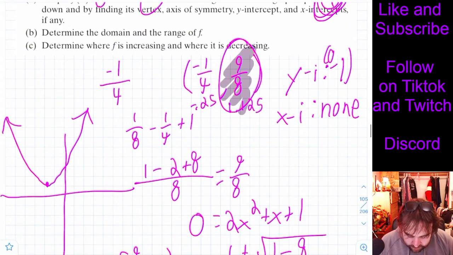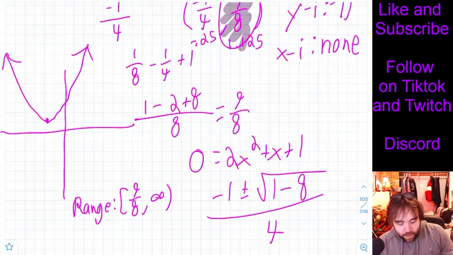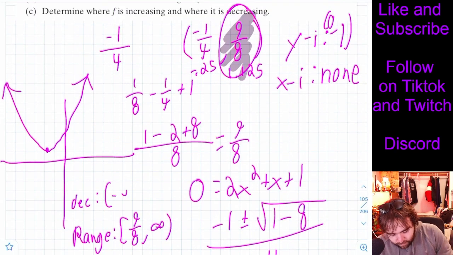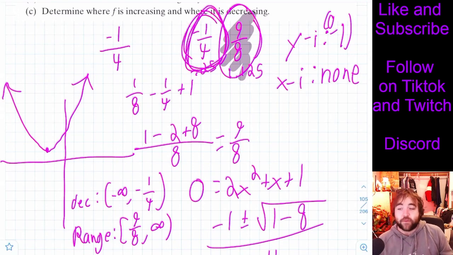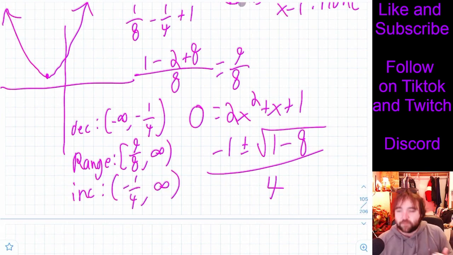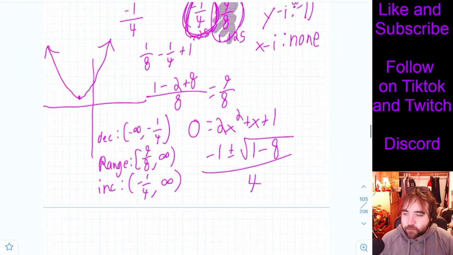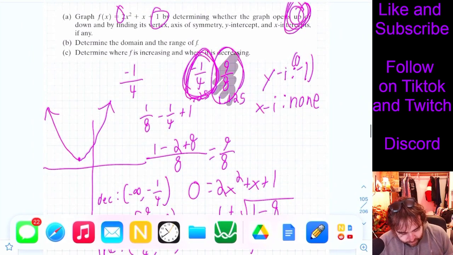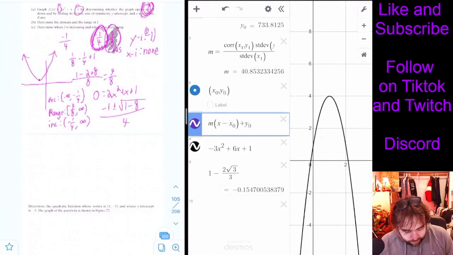And then increasing or decreasing, same as before. It starts off decreasing this time. It's decreasing from negative infinity until x equals negative 1/4, because up until the vertex, right? But then it starts increasing, and it increases from negative 1/4 up to positive infinity. So there we go. Just thinking about parabolas, thinking about the different parts that they look like, increasing, decreasing, vertex. That's pretty much what makes up a parabola.